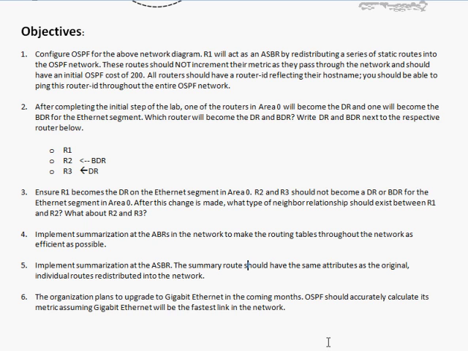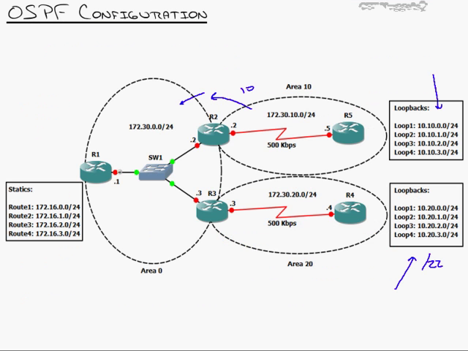It should be the type E2, you remember that? All those same attributes as the original individual routes. So let's head over here to router 1. This is going to be a little different.